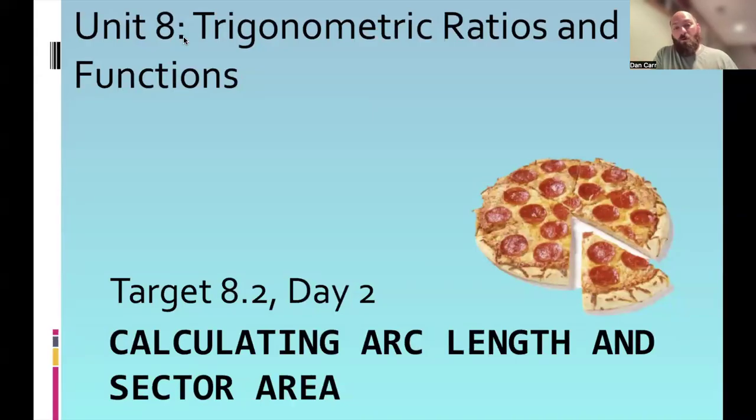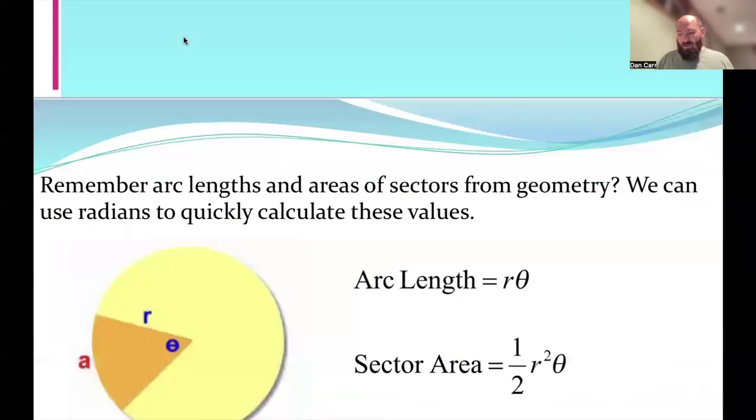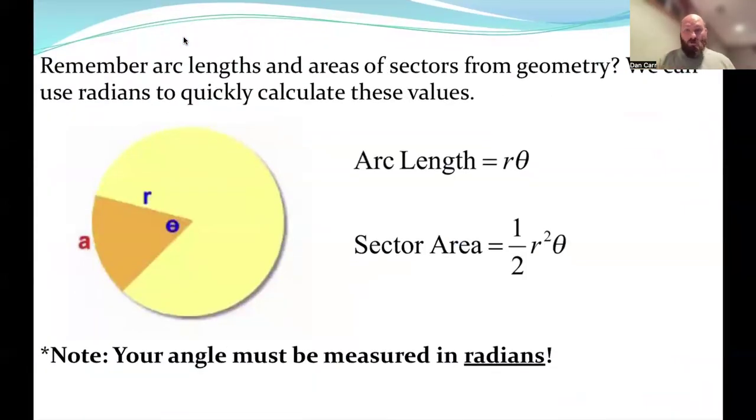Today we're going to be looking at 8.2 Day 2, calculating arc length and sector area. Now, you would have done these back in geometry, most likely focused just on degree measures. But today we're going to be looking at arc length and sector areas in terms of radians. Okay, so we have two formulas very specifically for this. Arc length is r times theta, and then sector area is 1/2 times r squared times theta. And again, this is only if it's in radians.